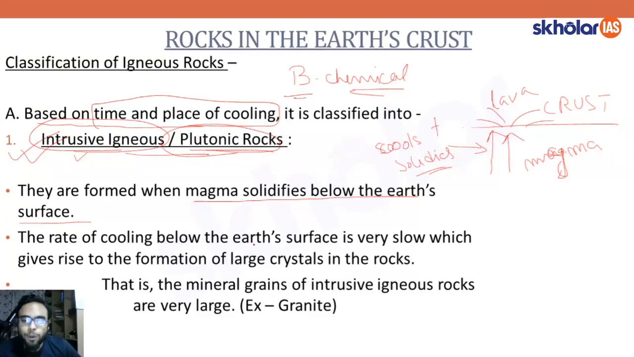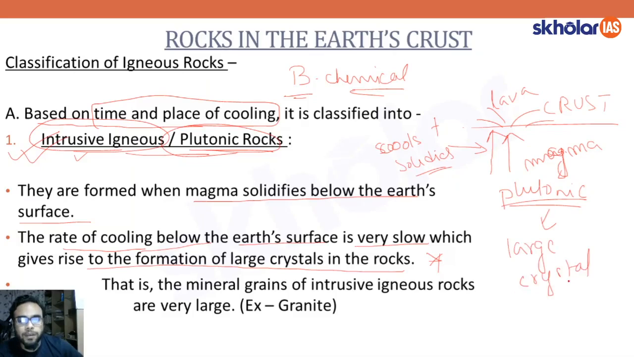The rate of cooling below the earth's surface, this point is very important, please look at it. The rate of cooling below the earth's surface is very slow, which gives rise to the formation of large crystals in the rock. So the plutonic rocks forming below the earth's surface will have large crystals. Why so? Because the rate of cooling inside the earth is very, very slow. So these will be coarse grains, meaning the mineral grains of the intrusive rocks will be very, very large.